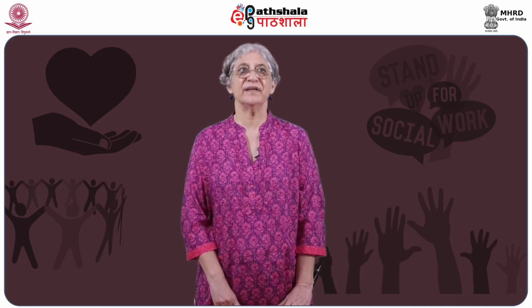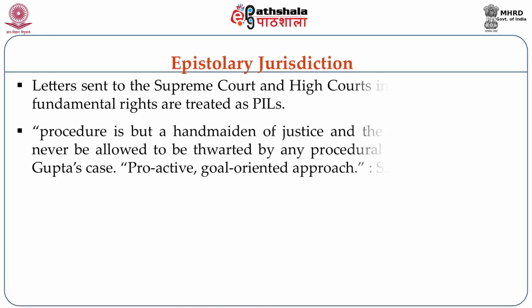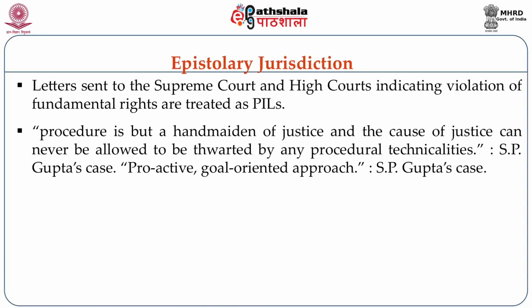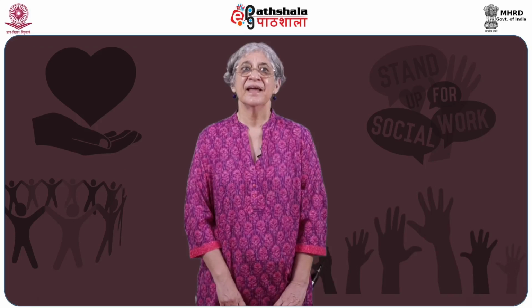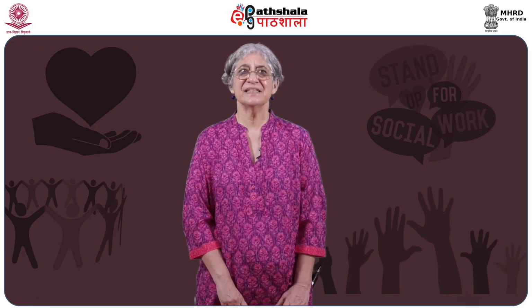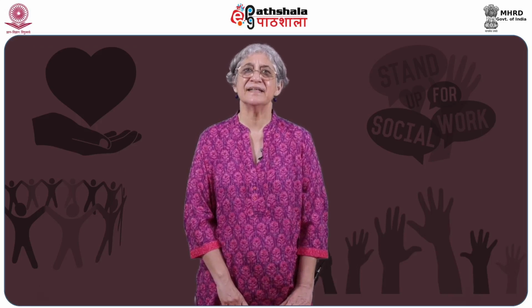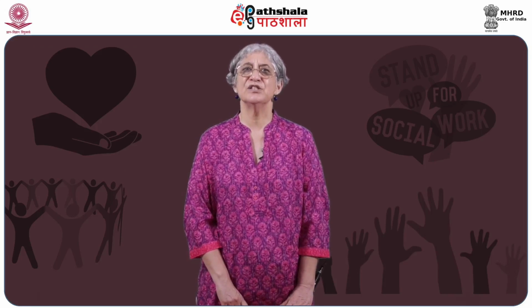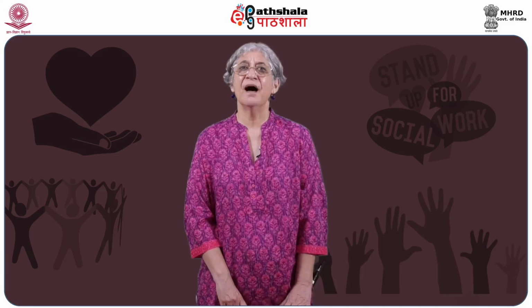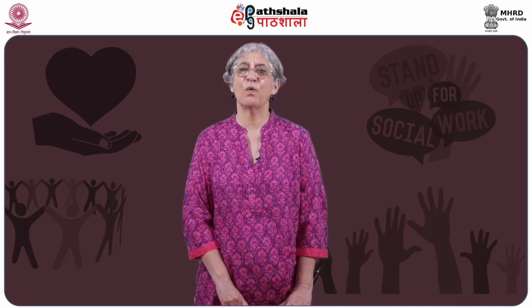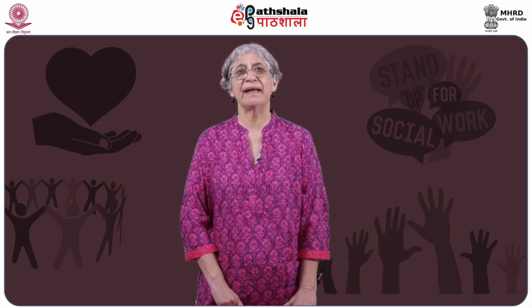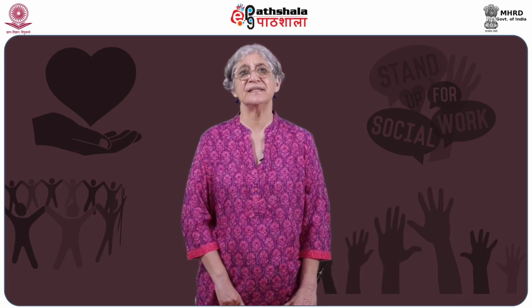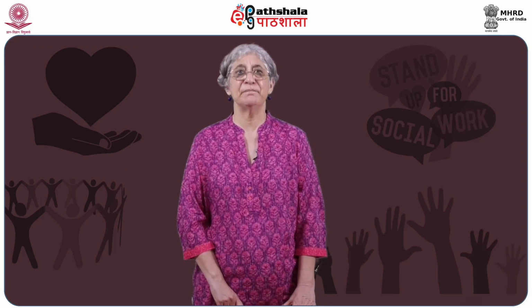The second bullet point is part of S.P. Gupta's case. Procedure is but a handmaiden of justice, and the cause of justice can never be allowed to be thwarted by any procedural technicalities. Here, the judgment says that mere technicalities and formalities should not deprive a person of social justice. A person may not be able to approach the court because he may not be able to handle the technicalities and formalities which are required in a regular writ petition.